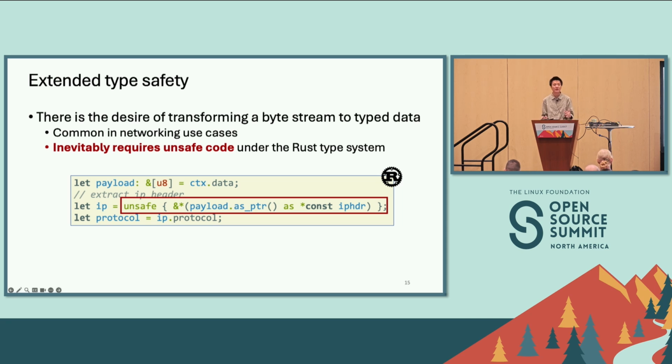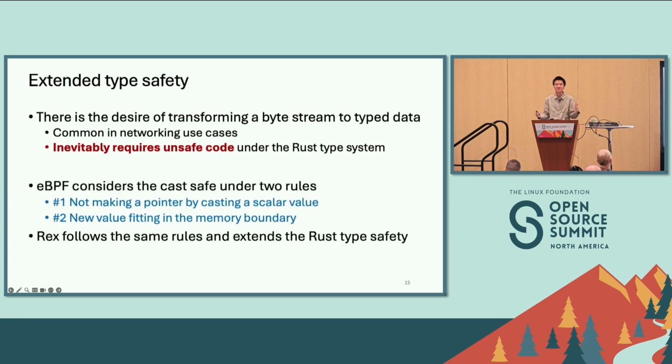Doing so, because it involves unsafe code, apparently undermines safety. So you probably want to ask, why would eBPF be safe in these cases? It turns out eBPF considers this cast to be safe under two rules. The first rule is that the cast should not make a pointer by casting a scalar value, which basically means you cannot create a wild pointer from nowhere. And the second rule is that the new value must fit within the memory boundary.